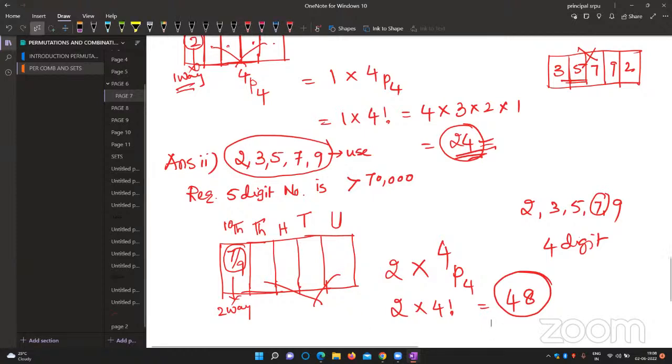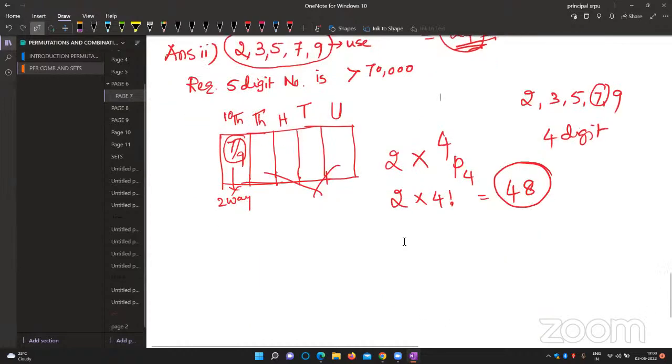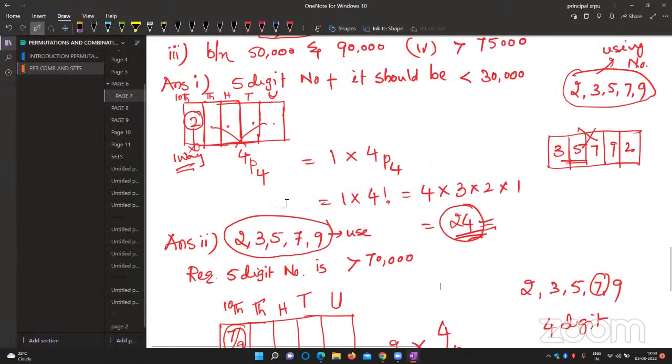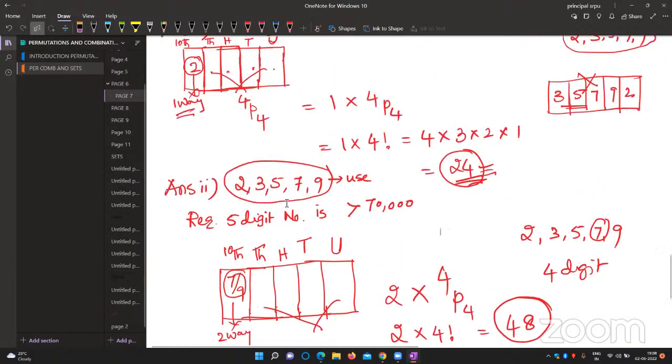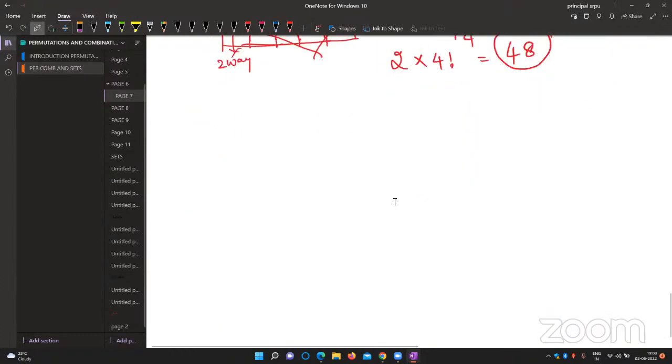Now look at it and try to understand. Third question. All of you see this. The given numbers are 2, 3, 5, 7, 9. I'll write the answer to question number 3. By using these numbers only we have to go.